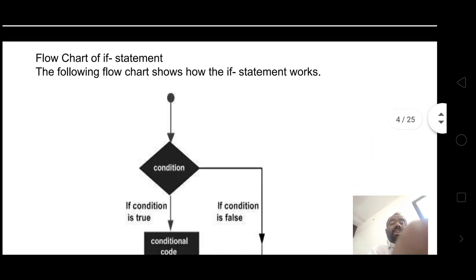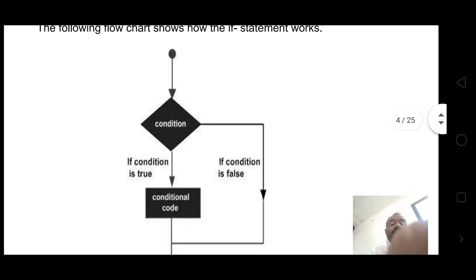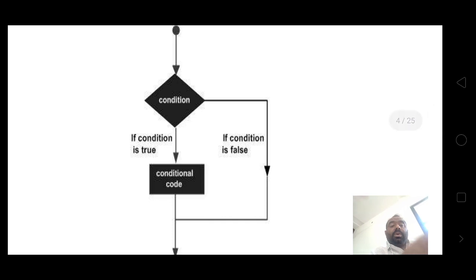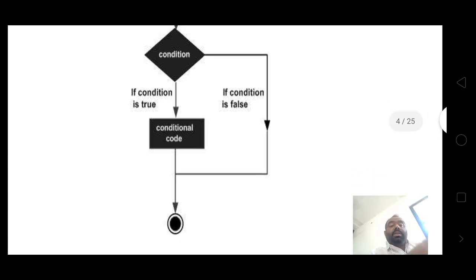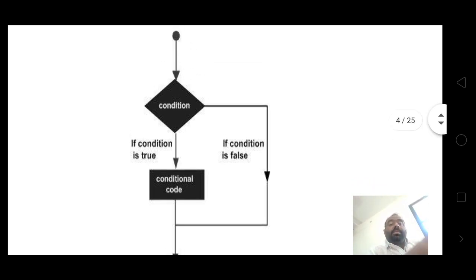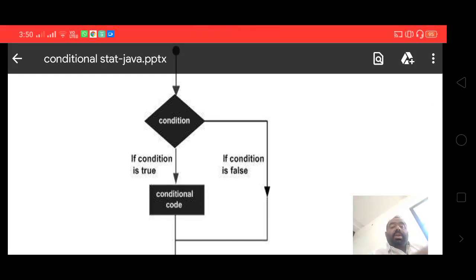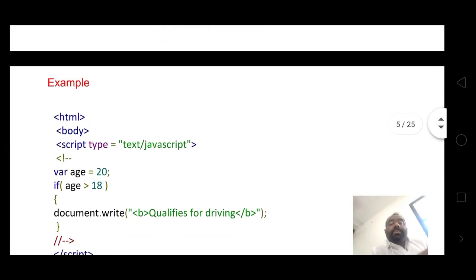Here is the flowchart for the if statement. If the condition is true, the conditional code will run. If the condition is false, then no code runs. If the condition is true, the statement is executed. Otherwise, nothing.